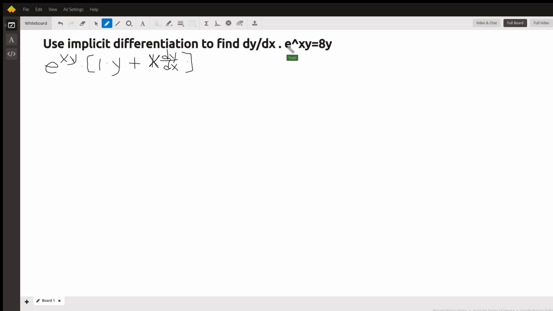On the right side, the derivative of 8y is 8, but then we have to put a dy dx after that. Let's clean this up a little bit. e to the xy, 1 times y is y. I'm just going to recopy it so I can see better what we're doing.